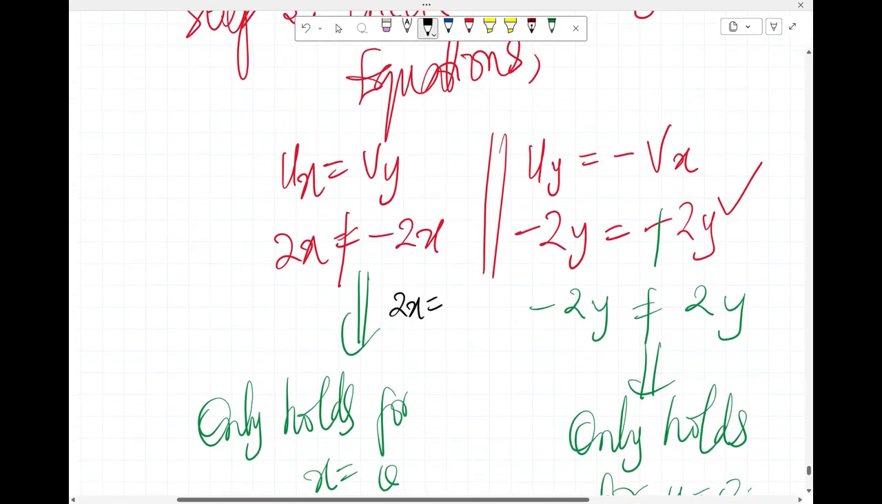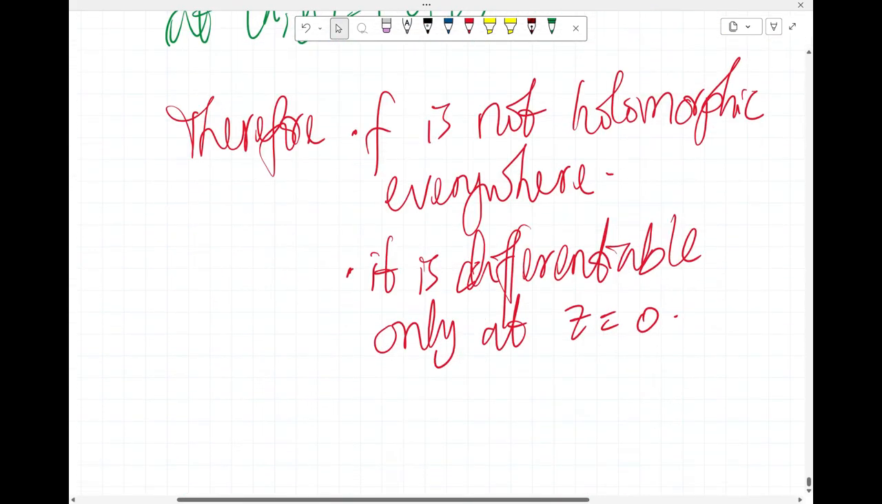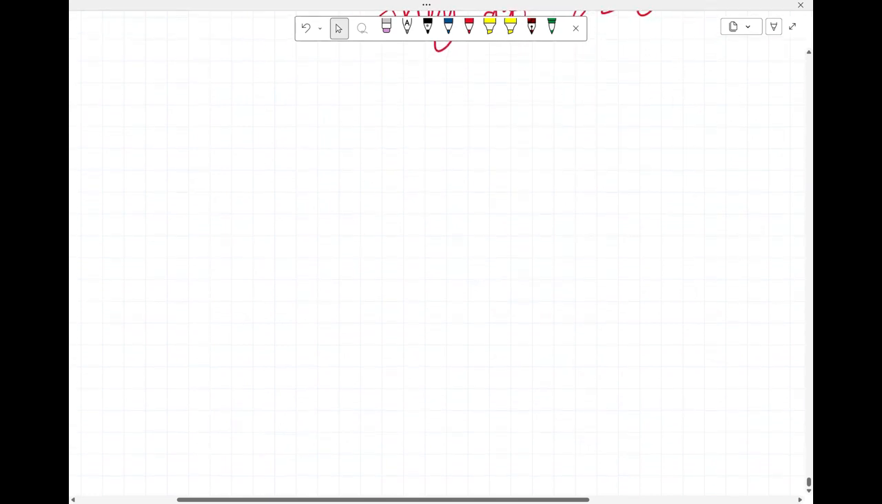One is 2x is equal to minus 2x, and then minus 2y is equal to 2y. And this can only hold when x is 0 and y is 0. And that is why this is only holomorphic at 0, 0. So it is not holomorphic everywhere.